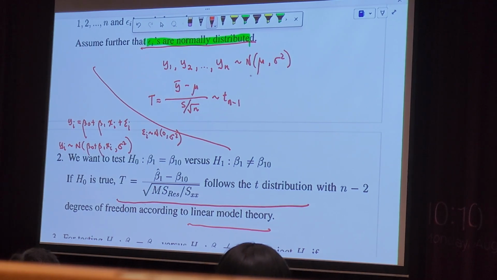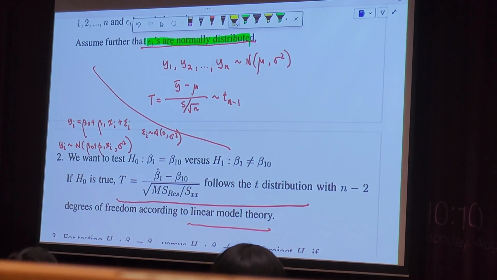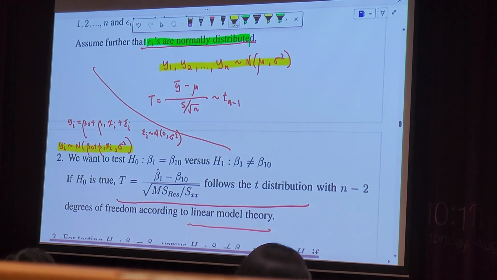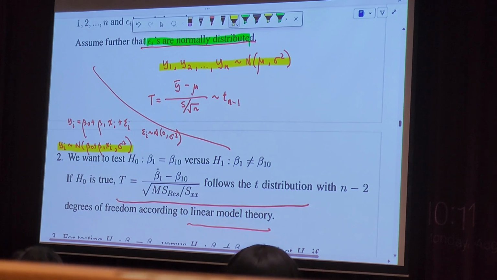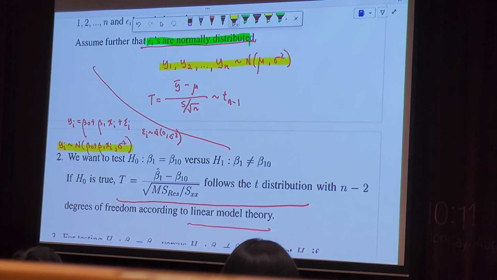This model, and this model. So in ST3131 or ST3132 mathematical statistics, you learn a simple model.